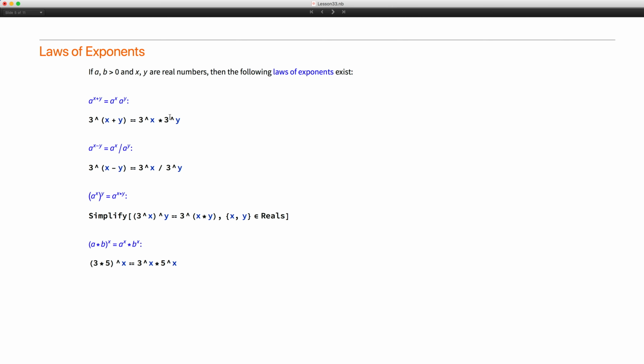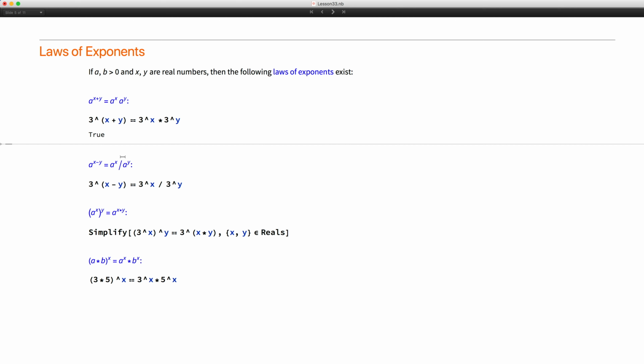Next point is there are several laws of exponents. If you have a to the power x plus y, then that's the same as a to the x times a to the y. And if you have a difference, like a to the power x minus y, then you simply divide to get a to the power x over a to the power y.